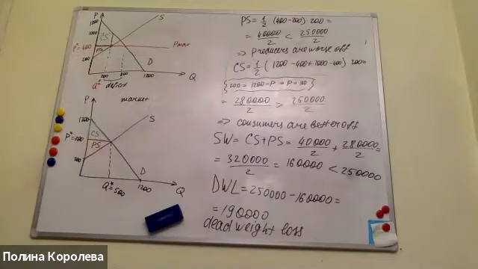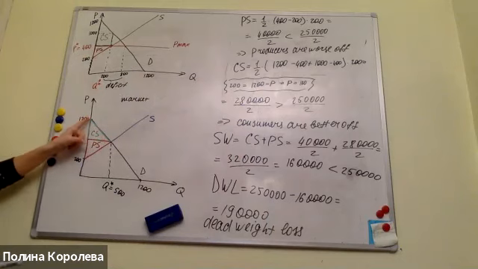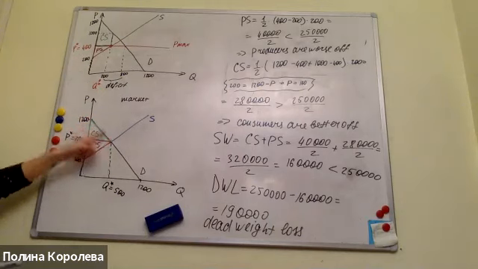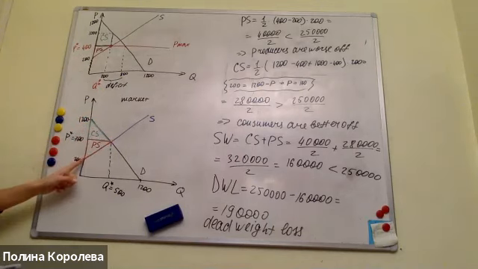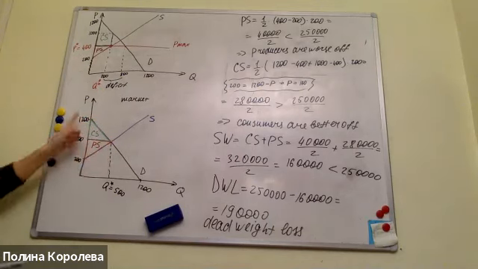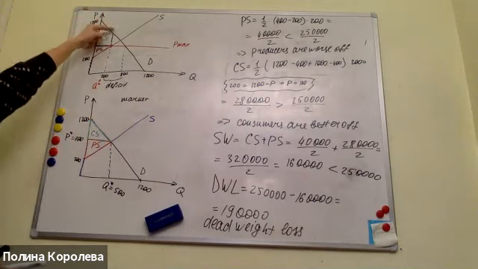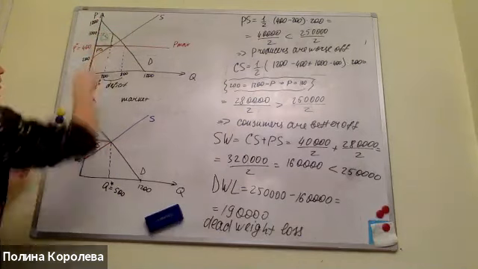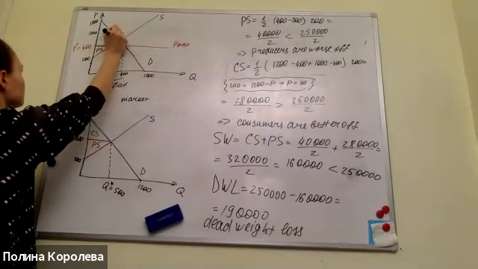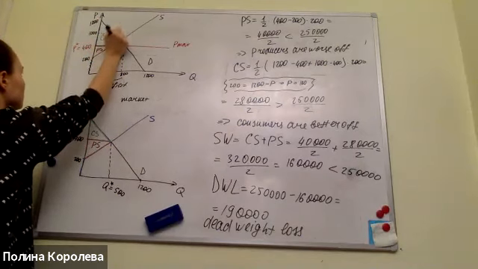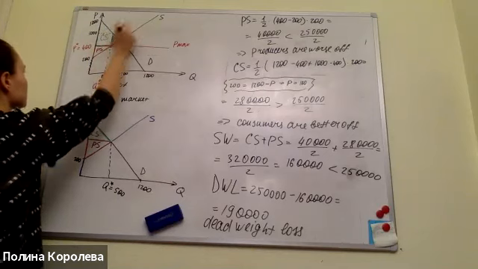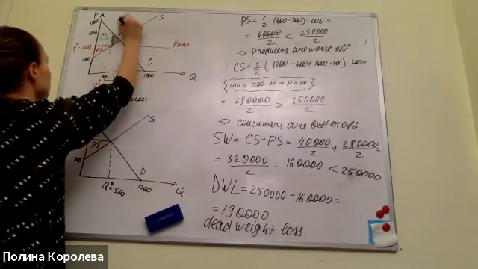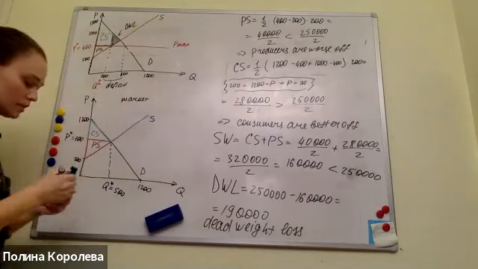Where we can show it on the graph. You see, before the government intervention, we had social welfare, green triangle plus red triangle. This part was social welfare. And now we have this trapezoid. So this white triangle, right now, I will make it black. This is the deadweight loss of society after government intervention.